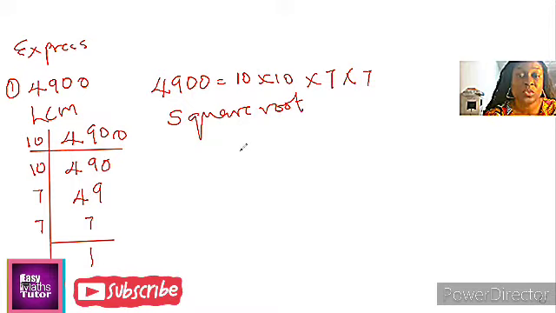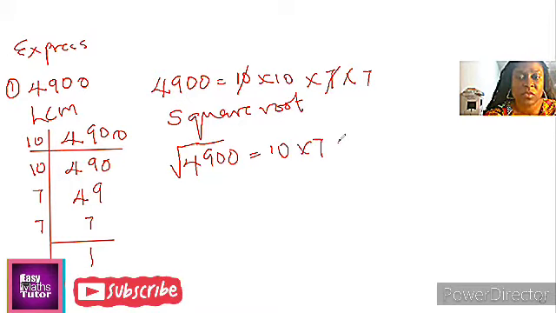So what we're going to do is divide equally through these numbers. Saying that the factors are in twos, we're going to eliminate one of each of the factors that are in twos. So the square root of 4,900 will give us 10 times 7, which is 70. So that is the solution of the first problem.